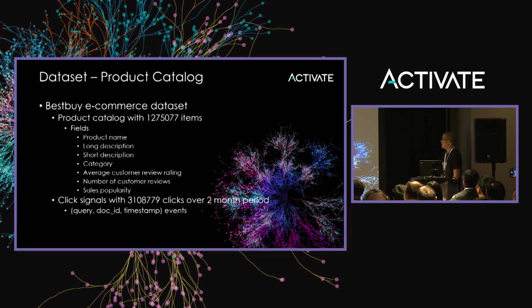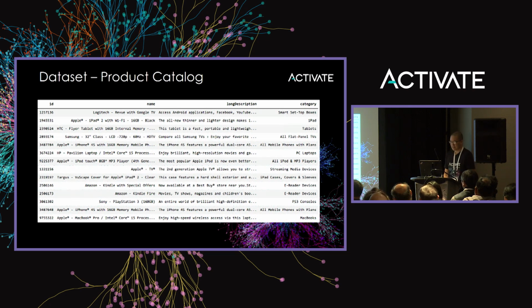So a little bit about this data set. I'm using the Best Buy e-commerce data set, and this was released as part of a Kaggle competition some years back. There's a product catalog with over 1 million items with a bunch of different metadata fields. And again, those aren't all of them. That's just a sample of them. And click signals over a 2-month period, which is really great data to work with. Over 3 million clicks.